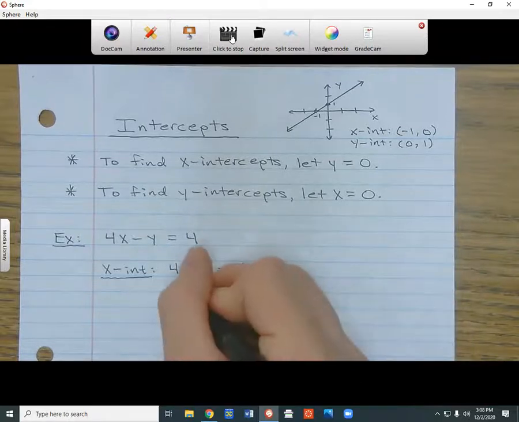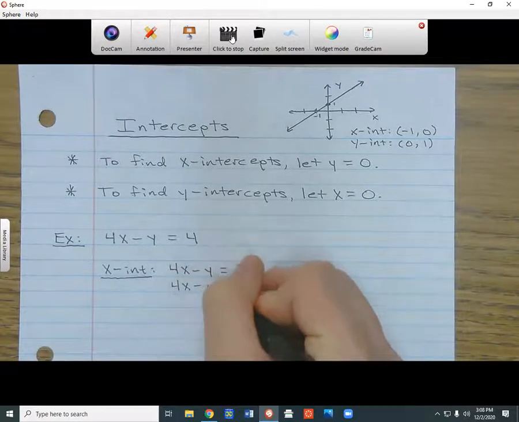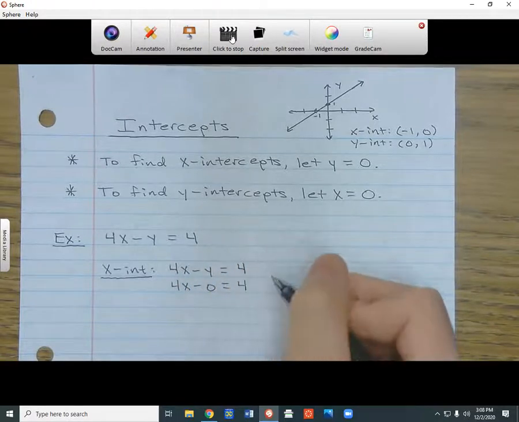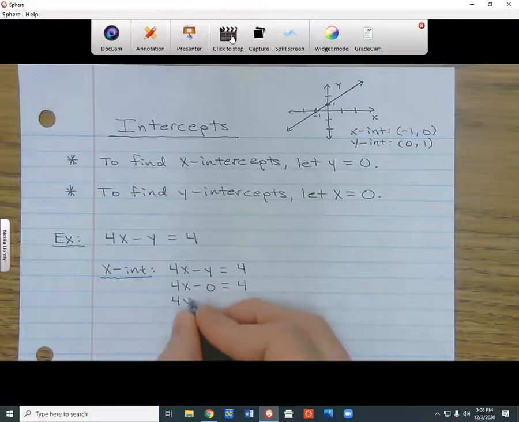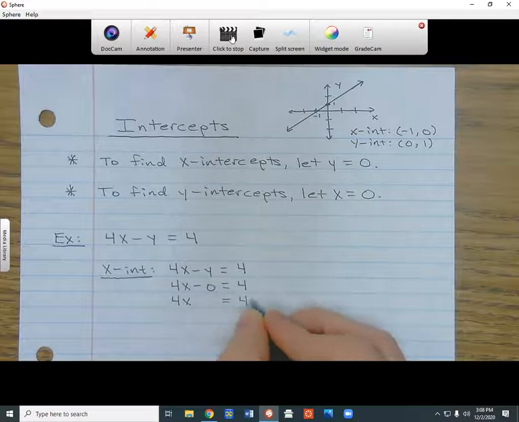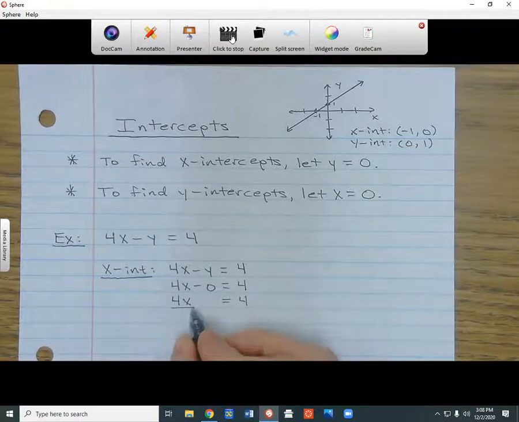So I get 4x minus 0 equals 4. The only thing I'm doing is keeping everything the same except for y. I'm letting that be 0. x is going to remain x. So now, simplifying it, subtracting 0 doesn't really do anything. So I end up with 4x is equal to 4. Now, to get x by itself, since I have a 4 outside, I need to divide by 4 on both sides. And I get x is equal to 1.